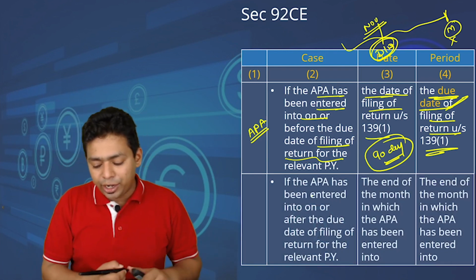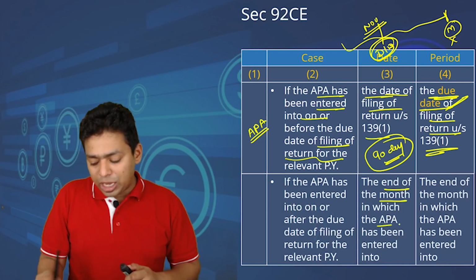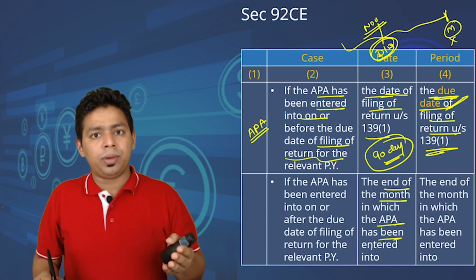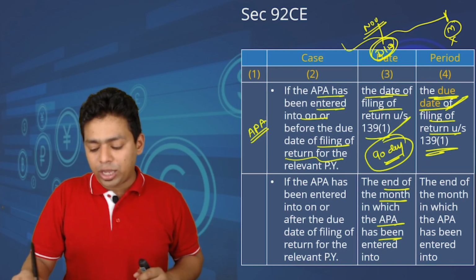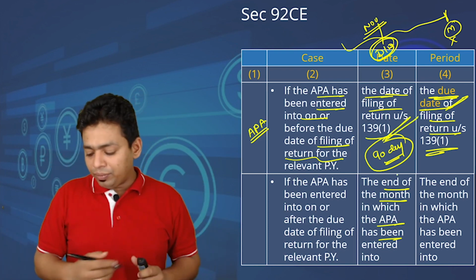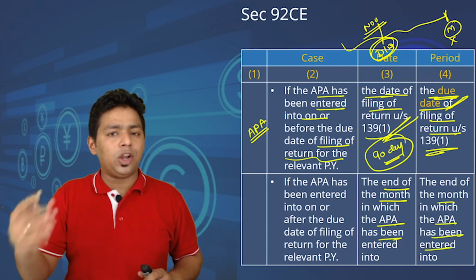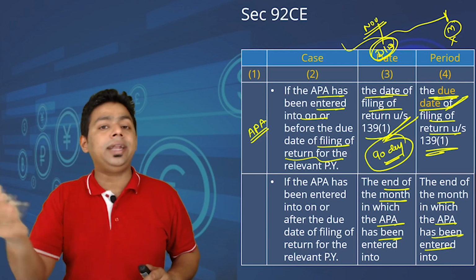If the APA has been entered into after the due date of filing of return, then the end of the month in which the APA has been entered is considered, because now you cannot take the base of the ROI. First the ROI has been filed, and then the APA has been entered, so from the end of the month when the APA was entered, from that the 90 days will be considered.